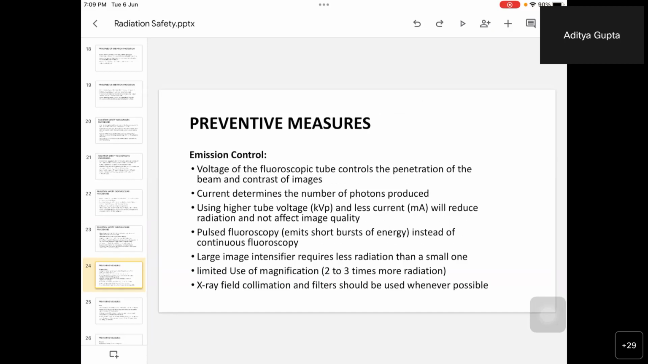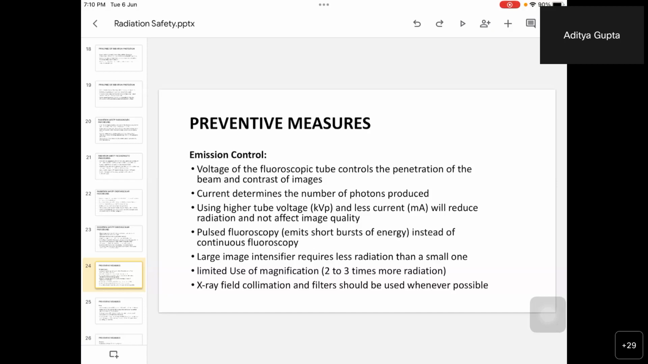Now, for the prevention of these radiation exposures, we have to take certain measures. So first of all, it is the emission control. In emission control, the voltage of the fluoroscopic tube controls the penetration of the beam and contrast of the images, and the current is the one which determines the number of photons produced. So if we are using a higher tube voltage and less current, that will reduce the radiation and will not affect the image quality. So pulse fluoroscopy, which emits short bursts of energy, should be used instead of continuous fluoroscopy.